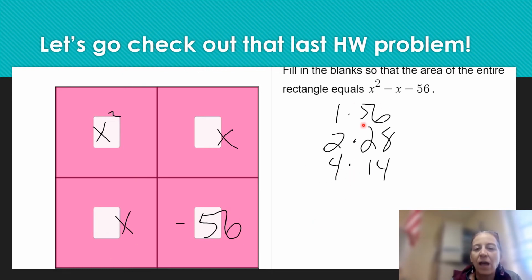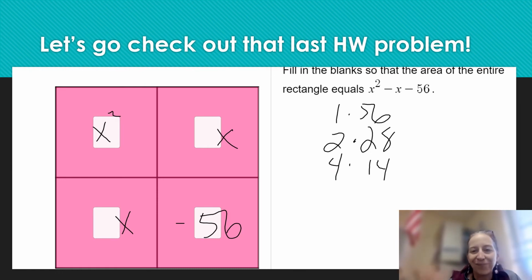Not going to work. It's not divisible by 5 because 56 does not end in 5 or 0. It's actually not divisible by 6 because for it to work with 6, it would have to work with 3, and it does not work with 6. Now, if you're not sure about that, you can go and put it in. You can do 56 divided by 6, and you're going to get a decimal.